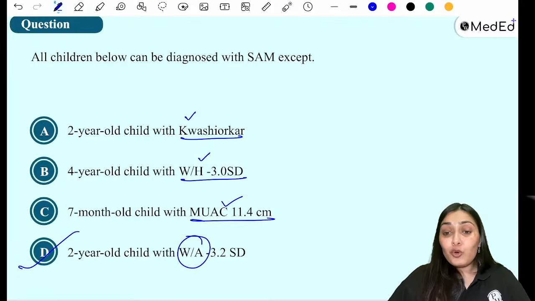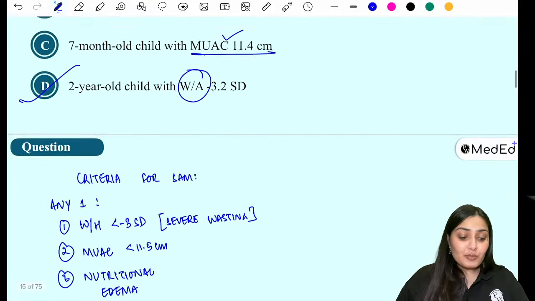Right? So I hope this SAM criteria concept is very well clear, right? We need anyone. Remember, anyone I would need. Anyone, if I get, this is SAM. Okay, so now let's move to the next question.